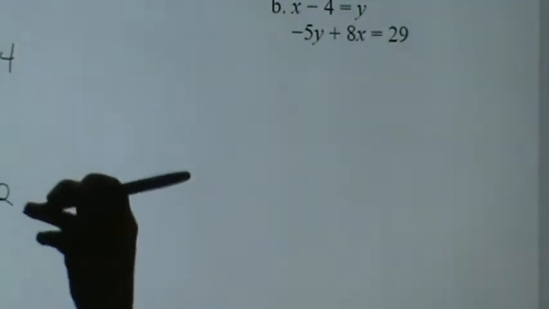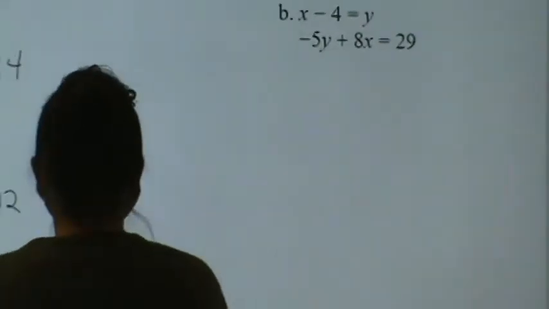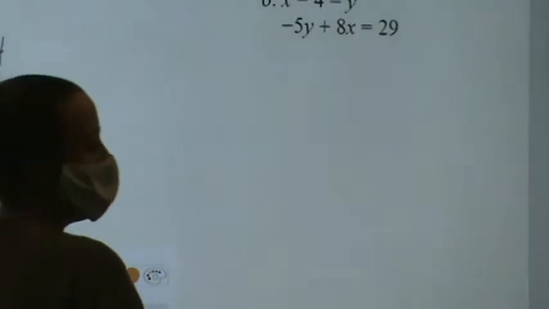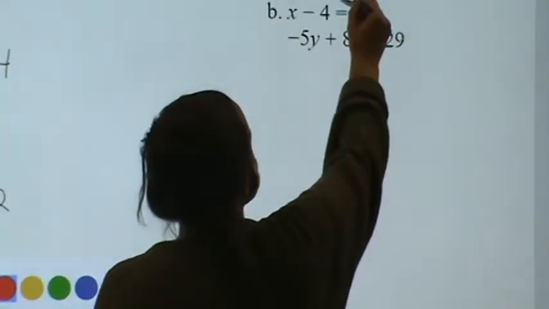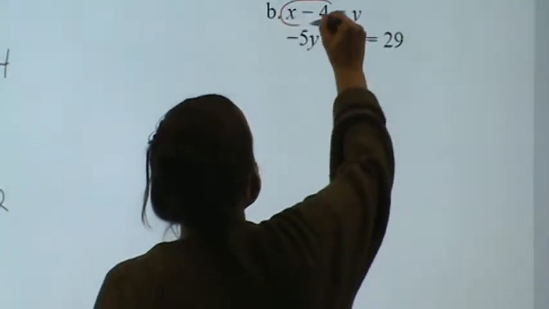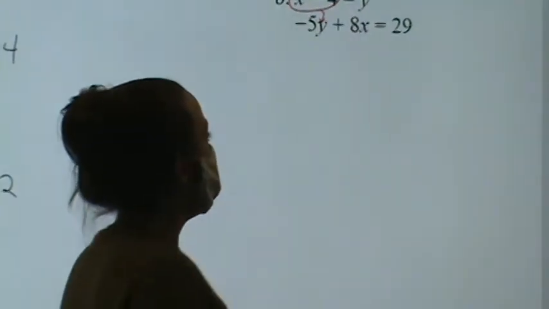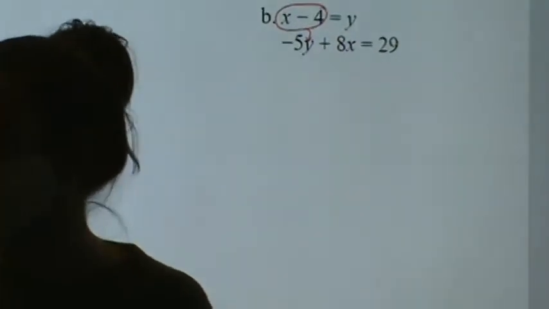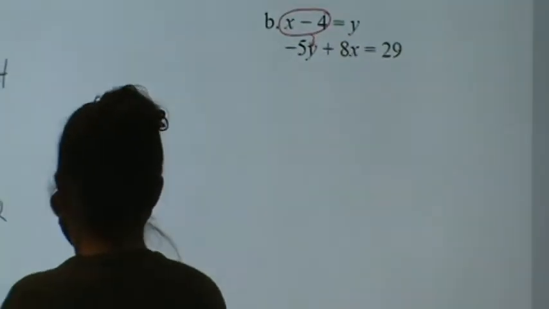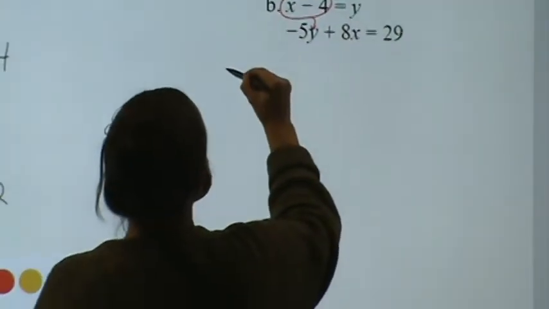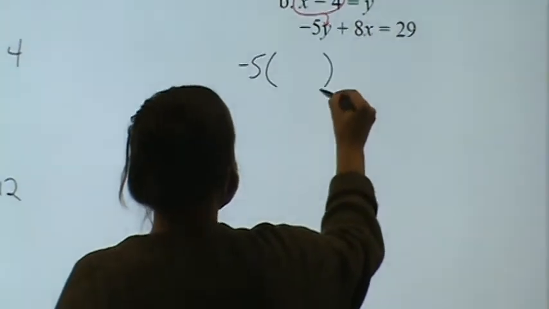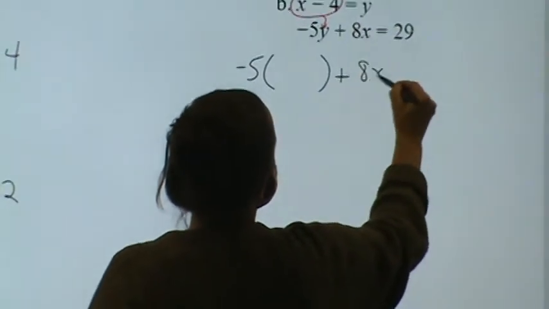All right, I want you guys to look at the next one, part B. Think about what you're substituting in. Don't panic if it looks weird. Of course they're going to write it weird. We know that y equals x minus 4. So wherever that y is, in goes x minus 4. So you get negative 5 times y plus 8x equals 29.